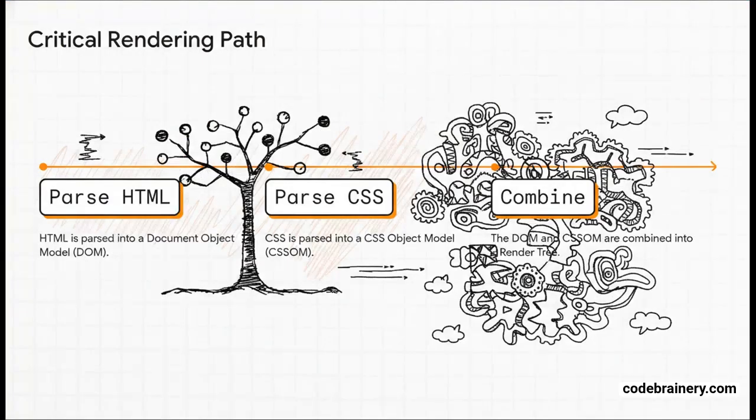This whole process is called the critical rendering path. As the browser gets the HTML, it starts building this internal map of the page's content and structure. That's called the Document Object Model, or DOM. At the very same time, it starts going through the CSS to create a similar map just for styles, the CSS object model. Then it combines those two to create the render tree, which is the complete plan of what to display and how it should all look.